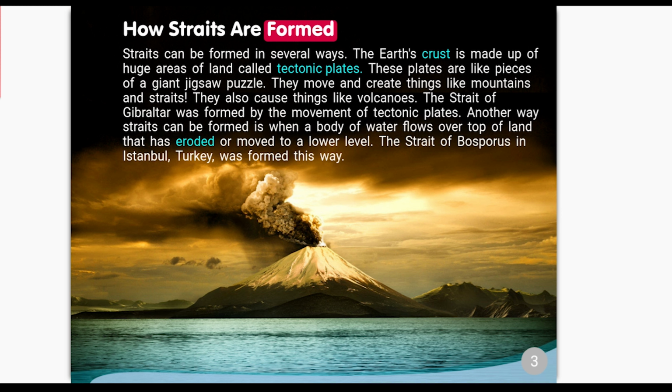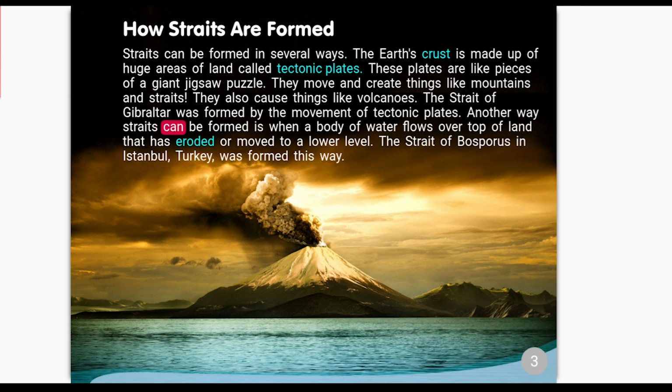How straits are formed. Straits can be formed in several ways. The Earth's crust is made up of huge areas of land called tectonic plates. These plates are like pieces of a giant jigsaw puzzle. They move and create things like mountains and straits. They also cause things like volcanoes. The Strait of Gibraltar was formed by the movement of tectonic plates.